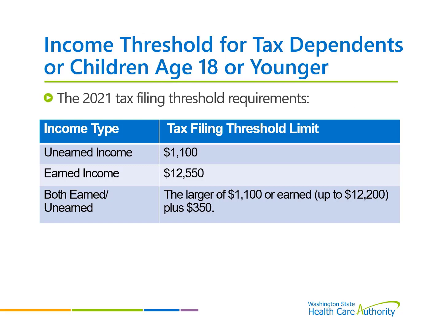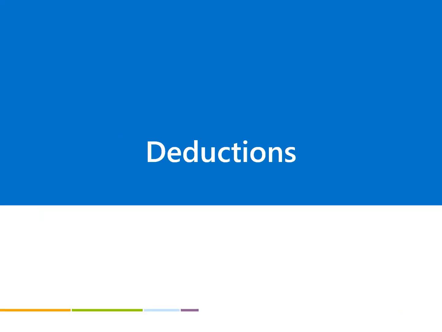Here are the 2021 tax filing threshold requirements for income of tax dependents of children age 18 or younger. Take note that there are different limits for earned and unearned income. As a reminder, Social Security income of a tax dependent or children age 18 or younger is never counted because the tax filing threshold for this income type is so high. Deductions.